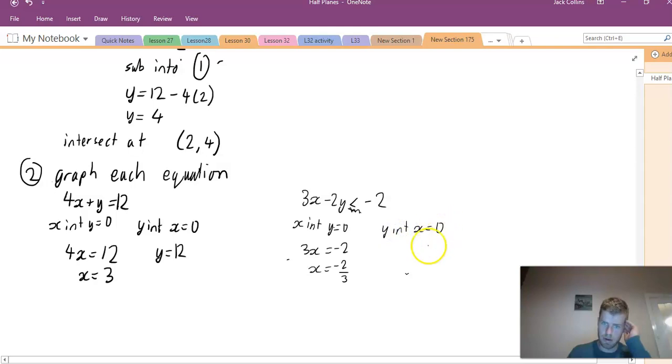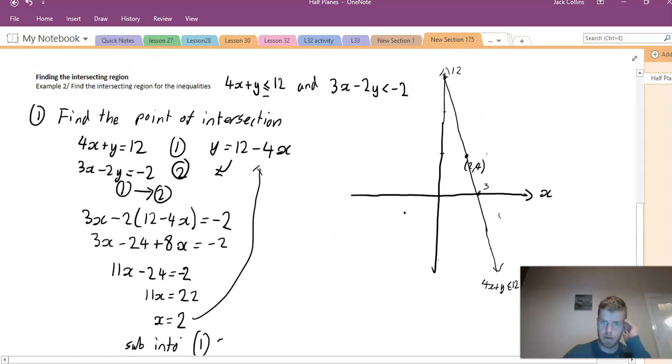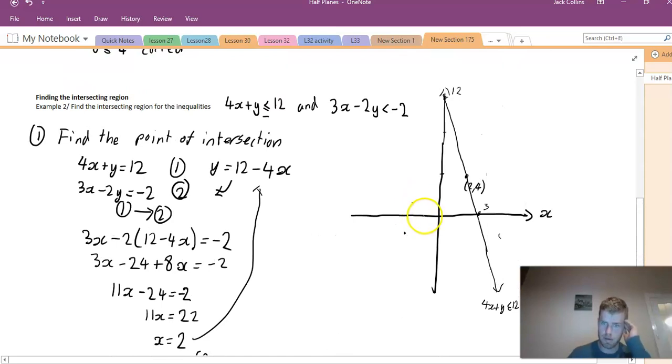Y-intercept, x equals 0. Negative 2y equals negative 2. Y is equal to negative 2 divided by negative 2, which is 1. So we have x equal to negative 2/3, and we have y equal to 1 here. So I'll actually bring that in a bit to be accurate.